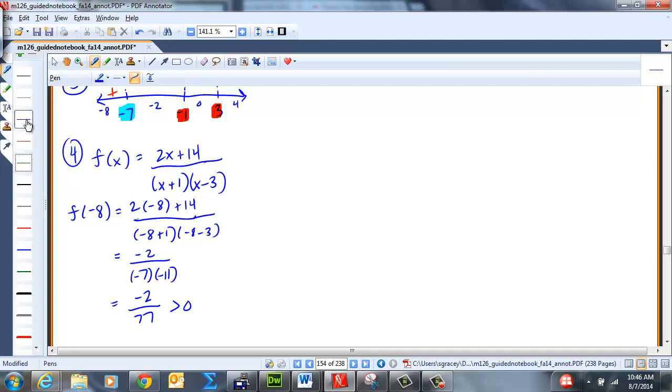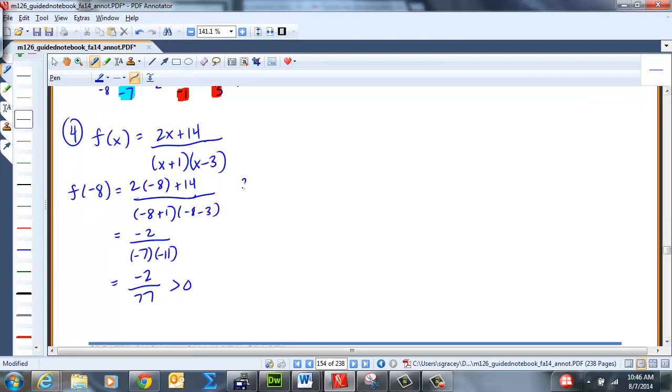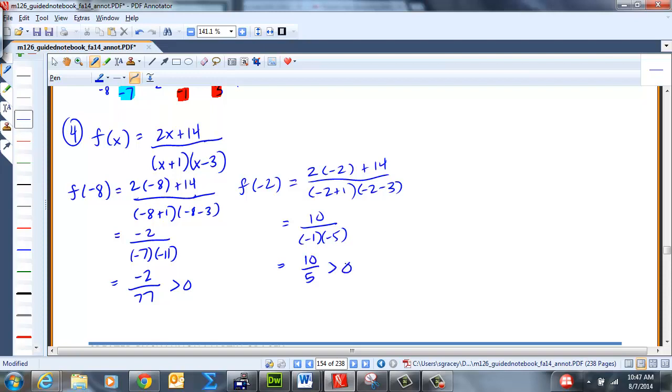Okay, f(-2). F(-2) will be (2 times negative 2 plus 14) divided by (negative 2 plus 1)(negative 2 minus 3). And that is equal to negative 4 plus 14, which is positive 10, and then we'll have negative 1 times negative 5, which is 10/5, which is greater than 0.